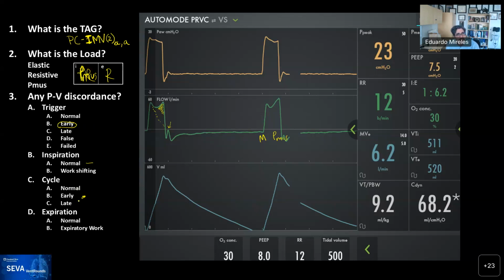auto PEEP will cause failed triggering if the PMUS is less than the auto PEEP. So you said this lady had an auto PEEP of 10, but if she was only strong enough to generate a PMUS of 5 or 6 or 7 or 8, then you would see that the flow waveform tries to go towards 0, but if the PMUS is not as high as auto PEEP, the flow will never reach 0. And then it has to be even more than that to get the flow to go above 0 high enough for the sensitivity to recognize it.